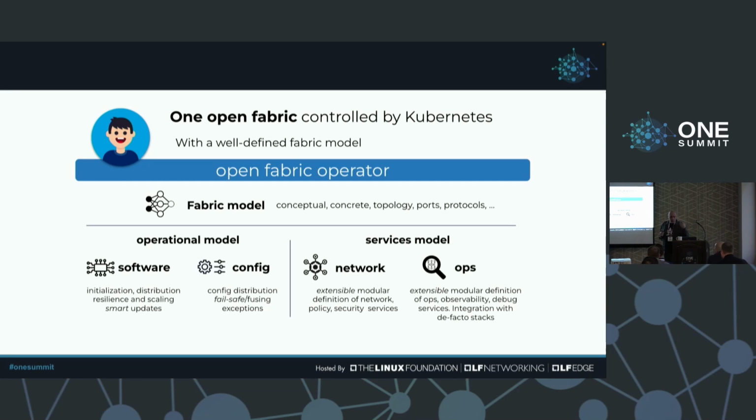There's a fabric model that describes conceptual network consumption, topology, various parts, protocols. There's an operational model for the software and configuration, and the service model for how to roll out various network and operational services. Because it's Kubernetes, you can deploy anything, but again, you need to be able to do that as an extension of the fabric model itself.